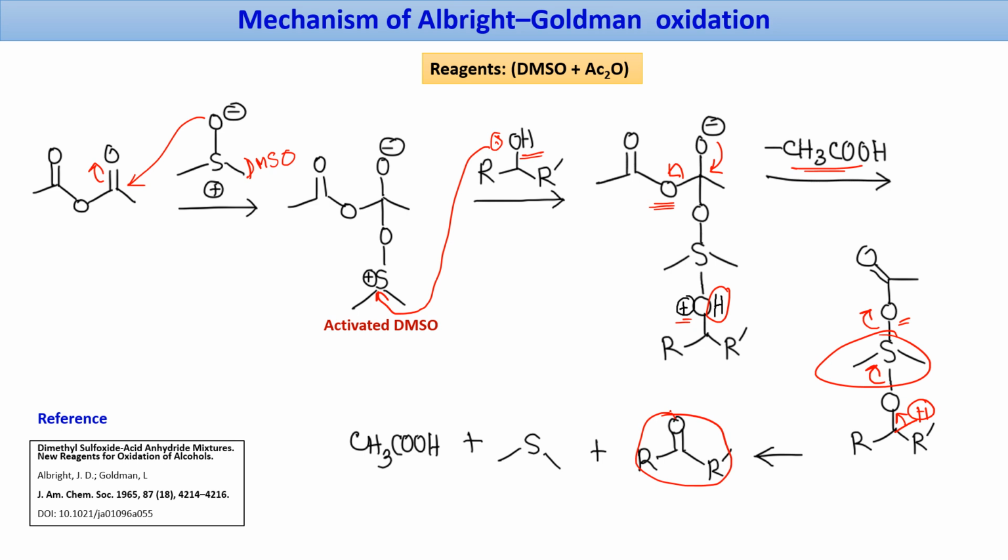So only in this mechanism you can see there is no sulfur halide formation, but activated DMSO is there, so that the alcohol can attack easily.